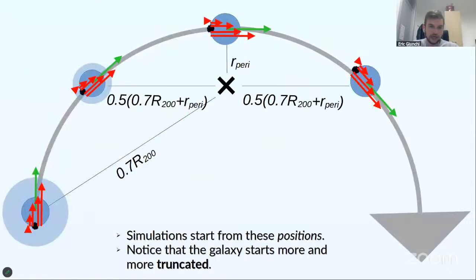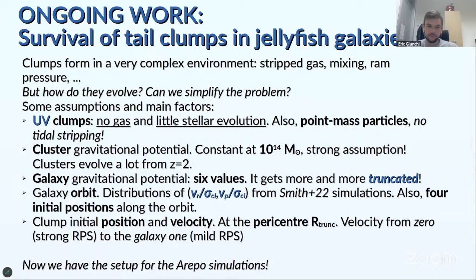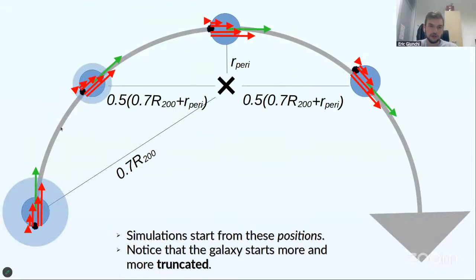So just to show a cartoon, imagine we have this orbit. This is one of the many orbits that we can have. And these are the 4 initial positions. As I said, one is very far away from the pericenter, at 0.7 R200, so like the virial radius of the cluster. Then we have the pericenter, and also an initial position after the pericenter, because we know that the jellyfish phenomenon can last a bit after the pericenter passage.